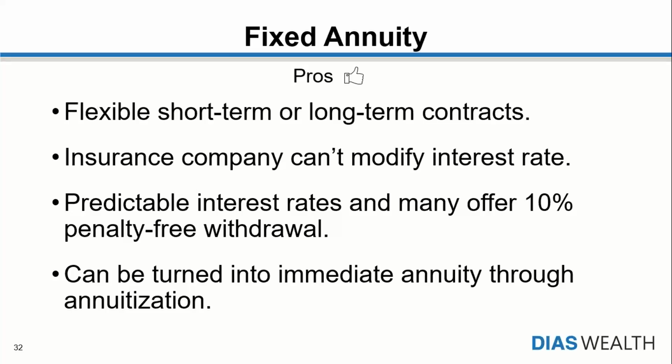The pros on the fixed annuity: there can either be short or long-term contracts. The insurance company cannot modify the interest rate. Predictable interest, and a lot of them offer the 10% penalty-free withdrawal, or at least the interest, as opposed to maybe a CD that doesn't offer that. They can be turned into an immediate annuity through annuitization. Important part about this is that even though fixed annuities, index annuities, and variable annuities are not immediate annuities, know that you can still turn them into an immediate annuity.